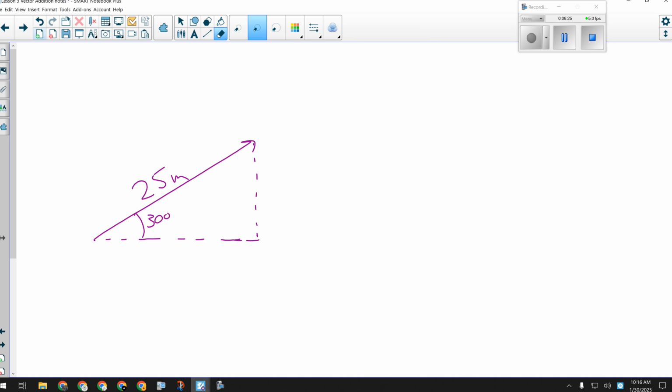So what I would do here, guys, is what I'm really looking for is the horizontal part, x, and the vertical part, y. Since I know the hypotenuse and one angle, I can use trigonometry to figure out what x and y are. Which trig function would I use to find x?